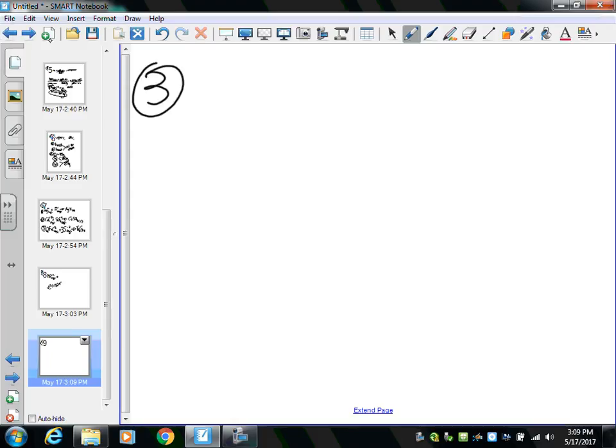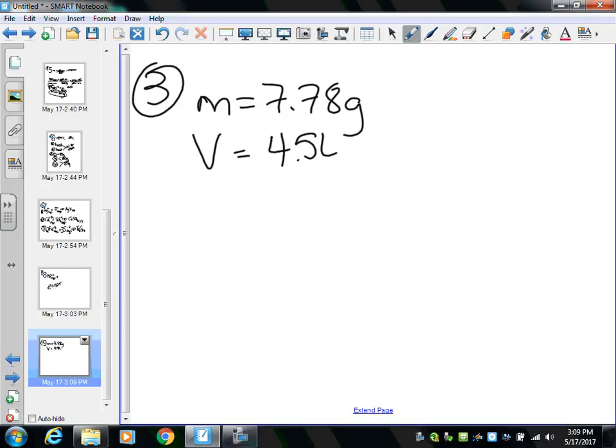Alright, 3. It says calculate the molarity of sodium carbonate with this 4,500 mL containing 7.78 grams. So I have a mass of 7.78 grams. I have a volume, which I'm going to convert right away into 4.5 liters, and I'm being asked for molarity or concentration. Correct? Okay, I would use my flowchart, mole wheel, to help myself out. So using my mole wheel, I'm going to put my finger on concentration, which is on the bottom there, and I'm going to start at mass.